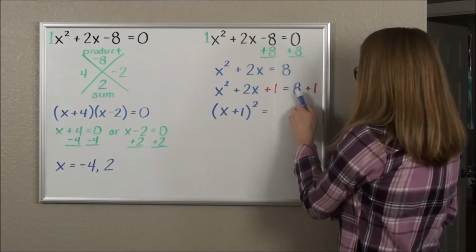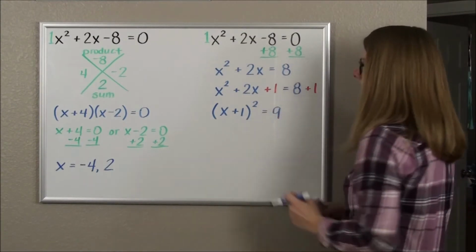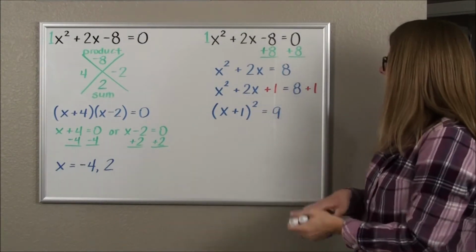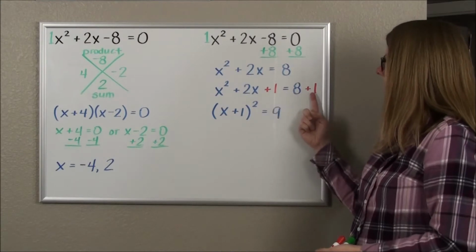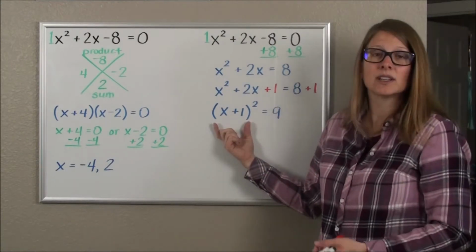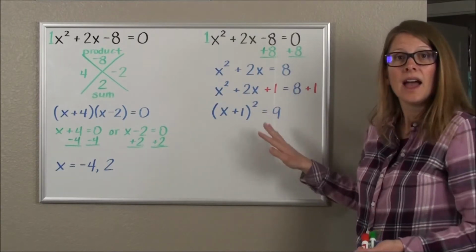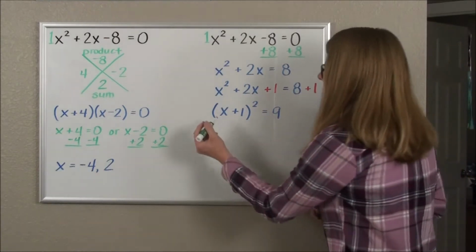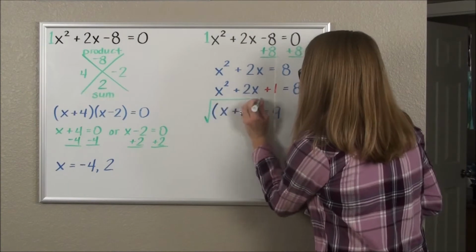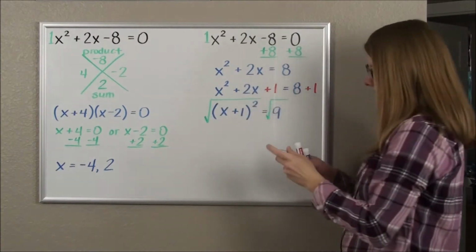On the right, 8 plus 1 is just 9, and what we've done now, by adding this magic number 1, is create a situation like we saw in the last video. Something squared equals a number. And when we have that set up, we can go ahead and square root both sides. We can use the square root property.